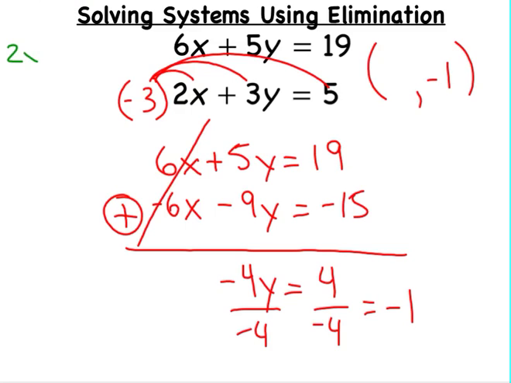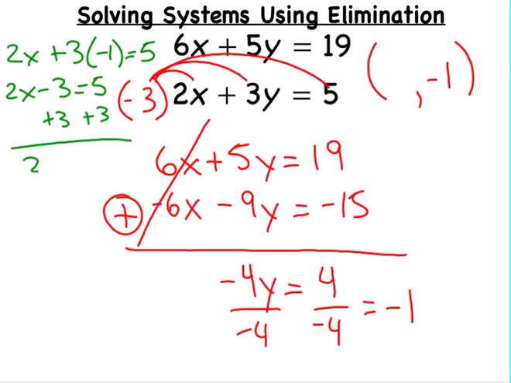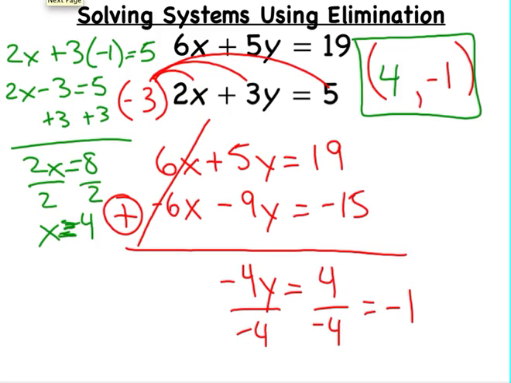So I get 2x plus 3 times negative 1 equals 5. And now I have 2x minus 3 equals 5. Add 3 to both sides. I get 2x equals 8. Really easy. So x equals 4. This is an equal sign, not a negative. That made it worse. So we know that x is 4. So my final answer is the coordinate pair 4, negative 1. All right, so that is our third progression.